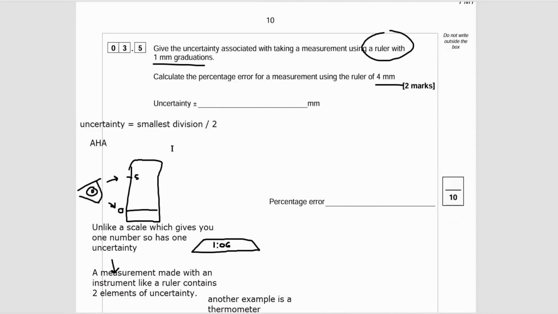So we want to do the smallest division. What was the smallest division? It told us the ruler had 1 millimeter graduation. So 1 millimeter was the smallest. We want to divide that by 2, and we're going to get 0.5. So 0.5 is the uncertainty, but the total uncertainty, times 2, is 1.